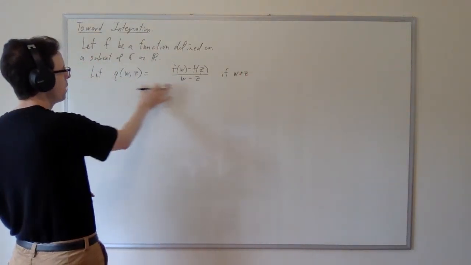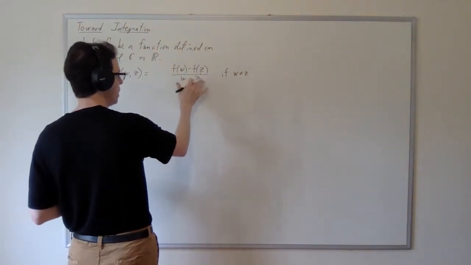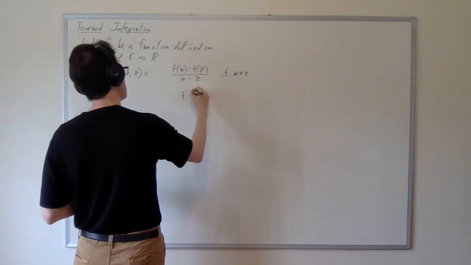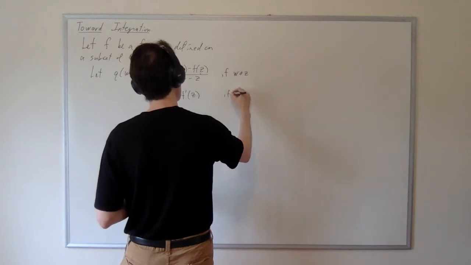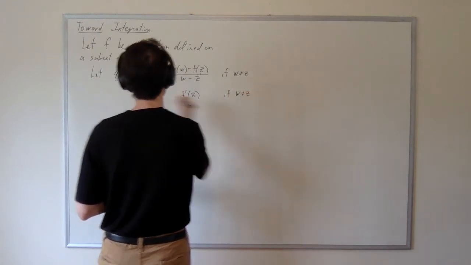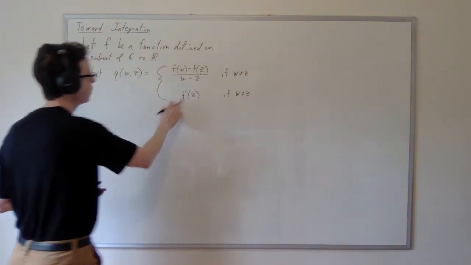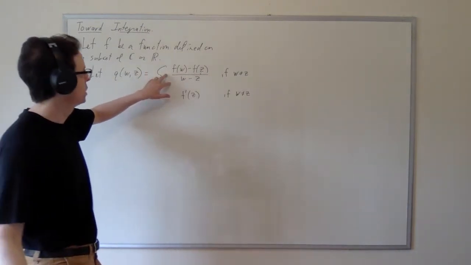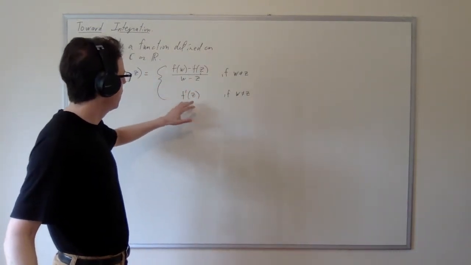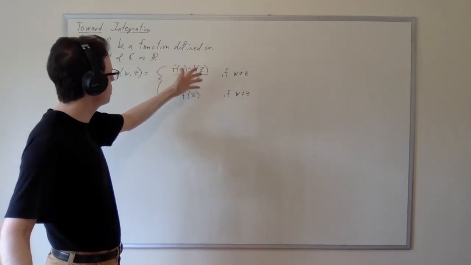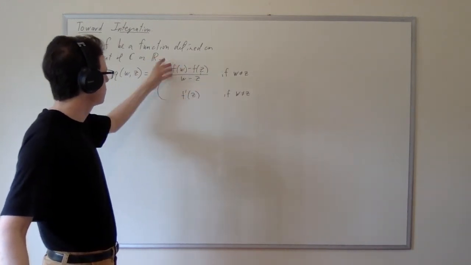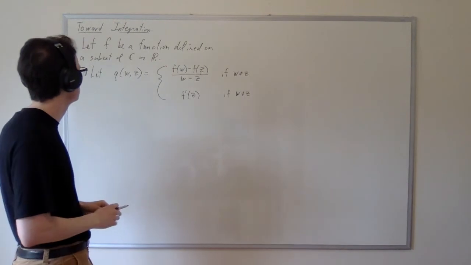What should we define this to be if W equals Z? Well, the limit of that. And so we'll define that to be f prime of Z. It doesn't matter whether we say f prime of Z or f prime of W if W equals Z. So we'll define this to be the difference quotient if the values are different, and the derivative if the values are the same. That way, when W approaches Z, this will be a continuous function, and we will get the value f prime of Z.